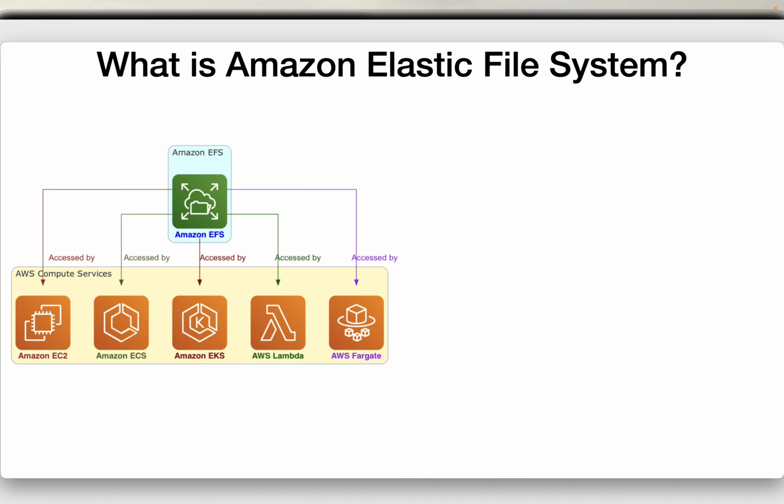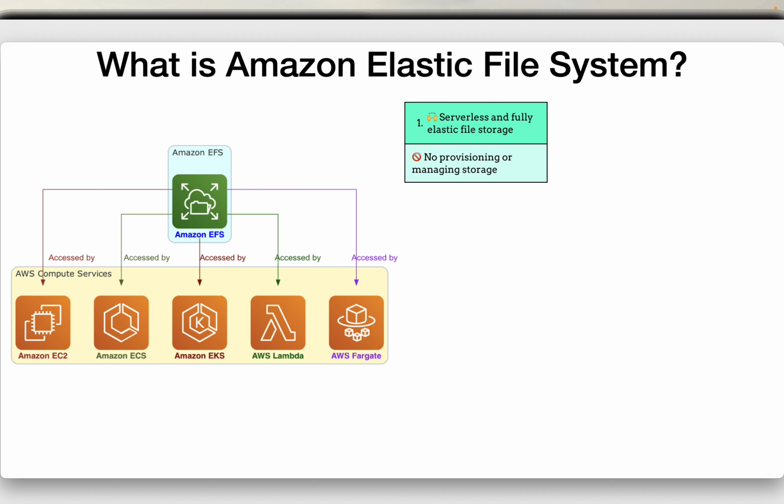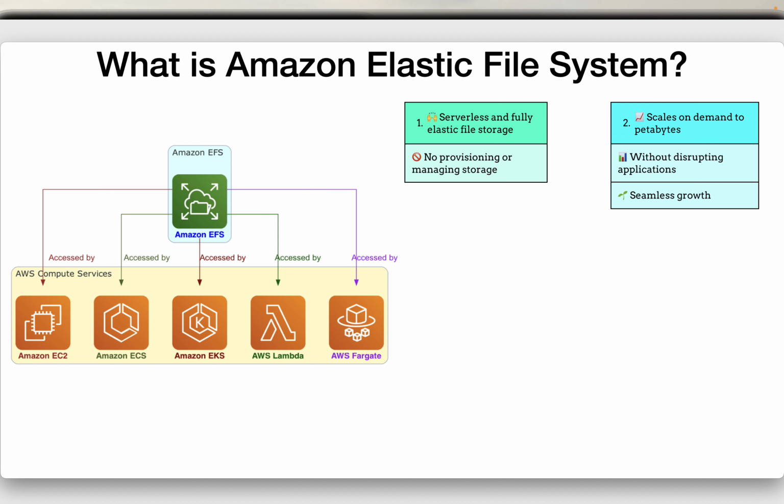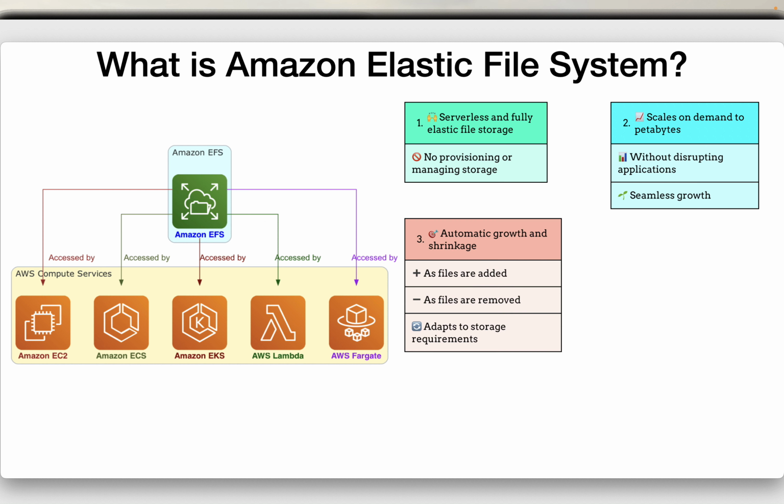So what is Amazon Elastic File System? Amazon EFS provides file storage that does not require provisioning or managing storage capacity and performance, making it serverless and fully elastic. EFS can scale up to petabytes of storage without disrupting applications, ensuring seamless growth as your storage needs increase. The service automatically grows and shrinks as you add and remove files, adapting to your storage requirements dynamically.